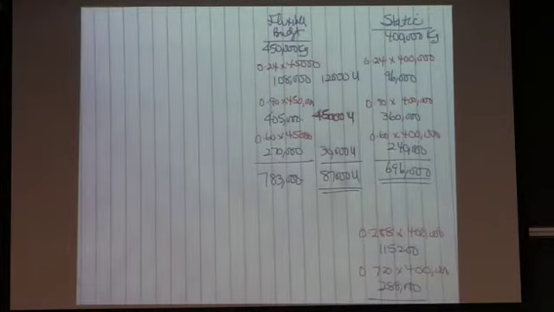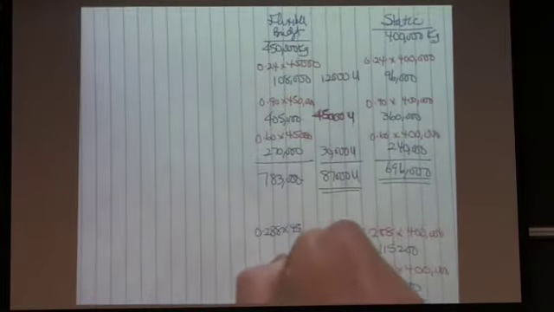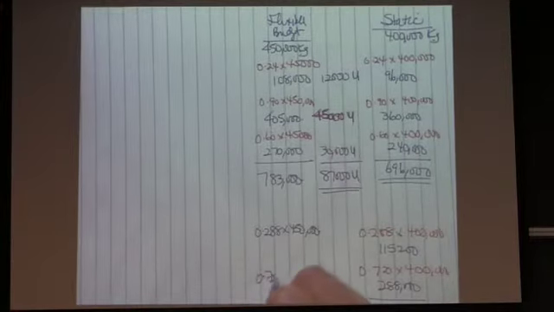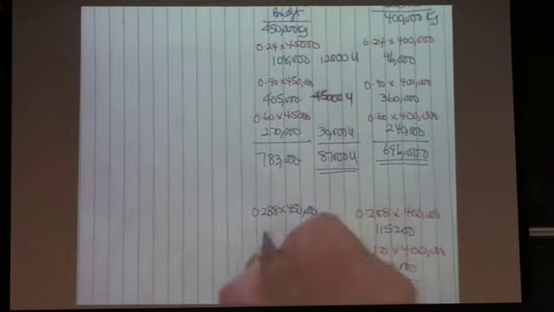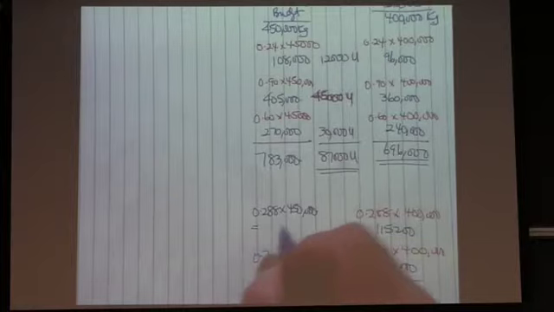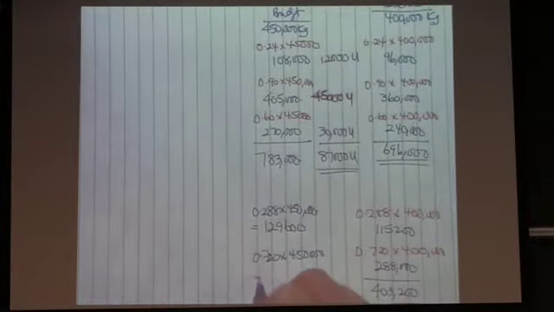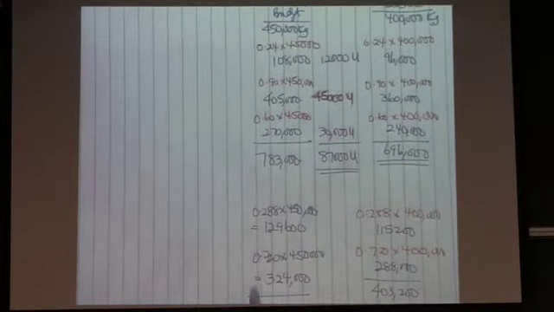I'll do exactly the same thing for labor. So 0.288 times 450. And this is 0.720 times 450. This gives me 129,600. Altogether, this is 453.